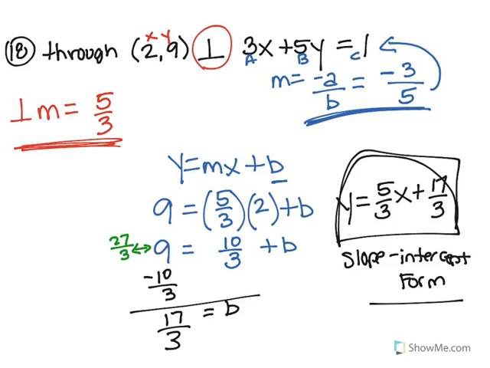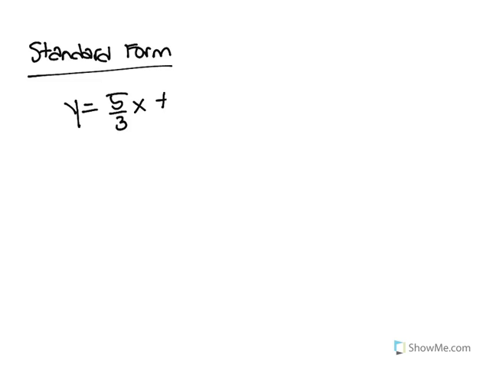If they ask you to write your answer in standard form, y equals 5/3 x plus 17/3, then the first thing you've got to remember about standard form is that one, it doesn't do fractions, and two, you can't have a negative x. So I would need to multiply everybody by the common denominator. In this case, it's just 3. So that would give us 3y equals 5x plus 17.